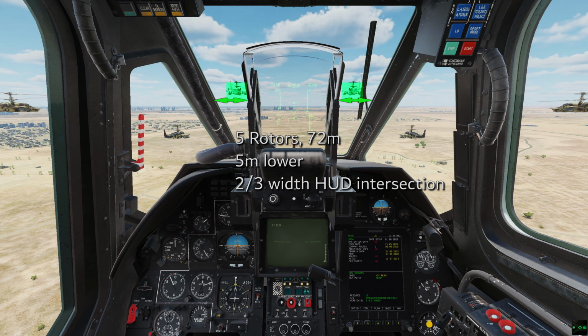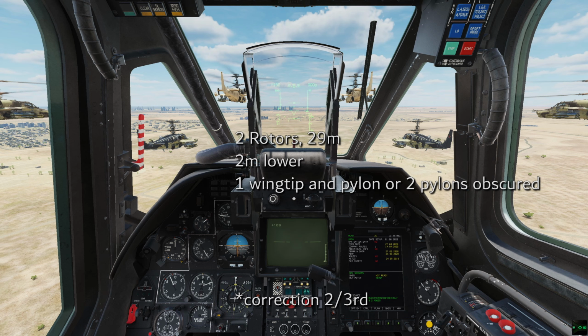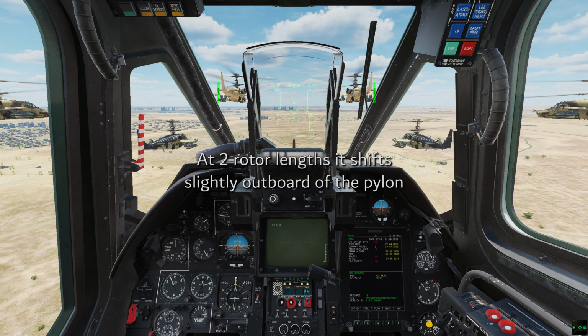For separation, gauge the width of the HUD frame with a canopy strut at this HUD intersection. If their whole width, wingtip to wingtip, is a quarter, they're 10 rotor lengths. Half and they're 5 rotor lengths, and overlapping so the outer pylon and wingtip is obscured, 2 rotor lengths. As a reference point trailing the Shark, the outermost vertical fin lines up about with the outer pylon mount.